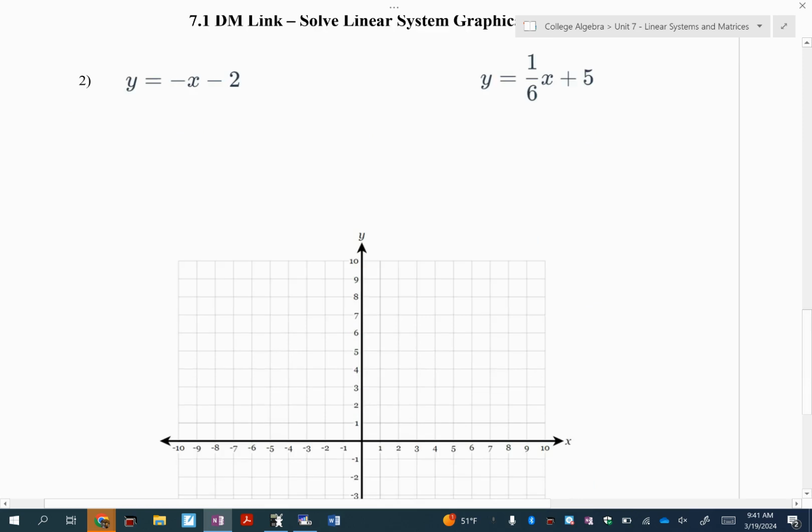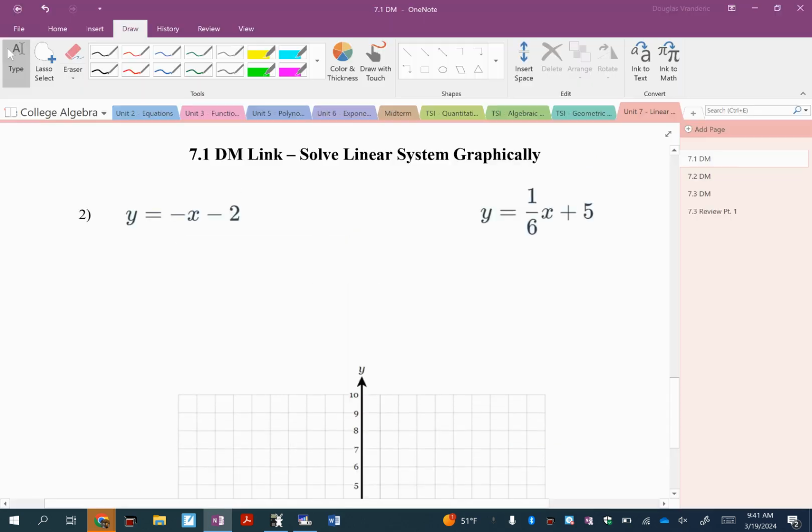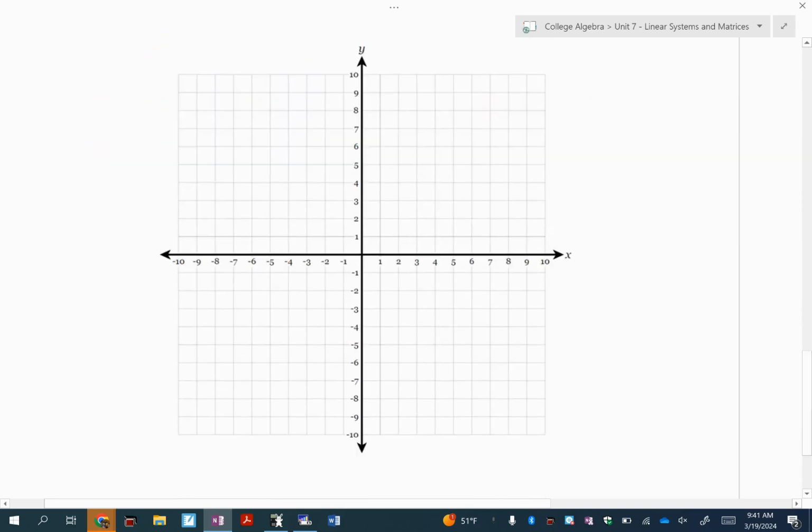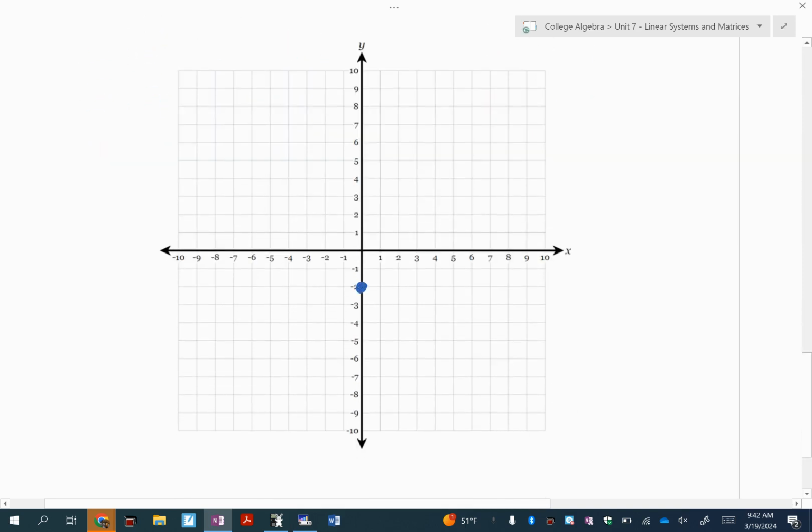All right, here we go. This next one, what is our slope of this first line in number 2? It's -1 again, so I will be going up and to the left. What is the y-intercept? 0, -2. So let's plot that one. 0, -2 is the y-intercept. My slope is -1, so up 1, left 1.